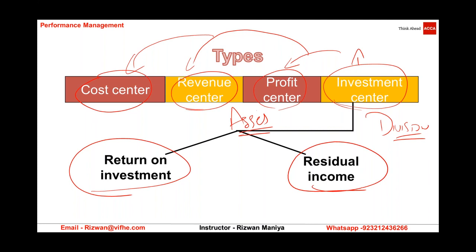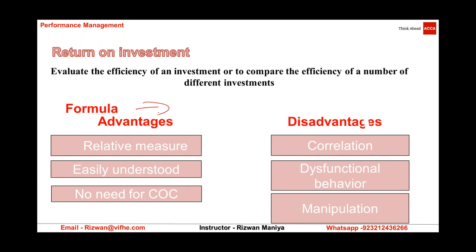How we work out return on investment is very simple. It's profit before interest and tax divided by investment, PBIT divided by investment, multiplied by 100%. This is basically return on investment.